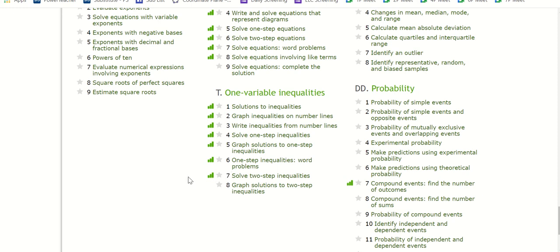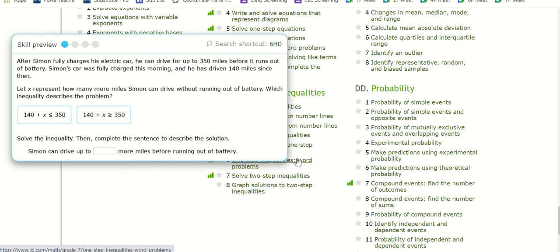Alright, it's everybody's favorite time, IXL. Here we go. I'm just going to work some example problems. I'm going to work through the whole thing. Just watch it. We'll talk about taking notes and your strategy as you progress through T.6 one-step inequalities word problems. So here we go.